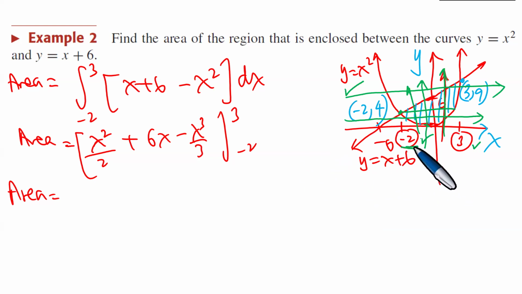But obviously, if you integrate from -2 to 3, then the bottom curve is only one. It's only this one, and therefore the upper curve is only the straight line. Yeah, we're going to split at some point.